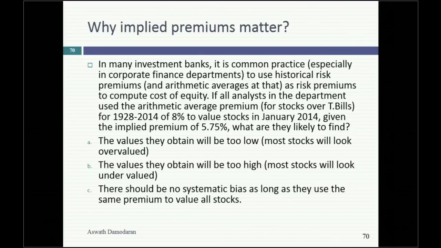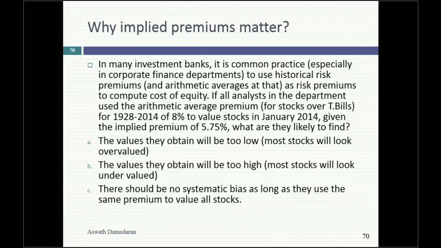I'll tell you one thing I've heard when I've tried to make this pitch to investment banks, and you tell me what you think about this. In investment banks, it's common practice to take a historical premium right out of that data that you saw and use it across the board. And their defense is, everybody uses the same premium, so it's going to be okay, right? Let's suppose, today for instance, the implied premium is 5.7%. Let's suppose that every banker in an investment bank is using 8%. They're all using the same number, so the rules are the same, why should it matter?